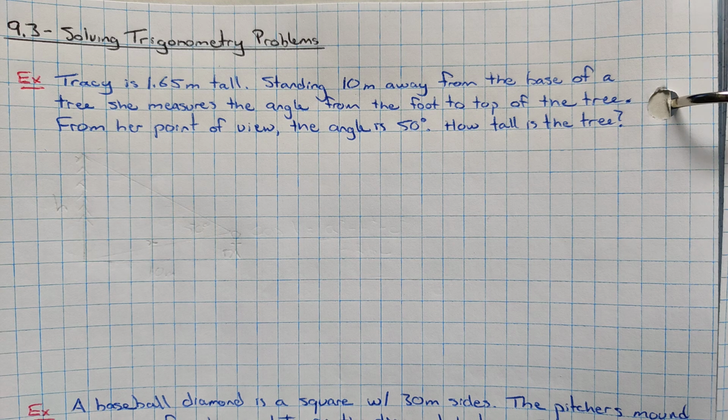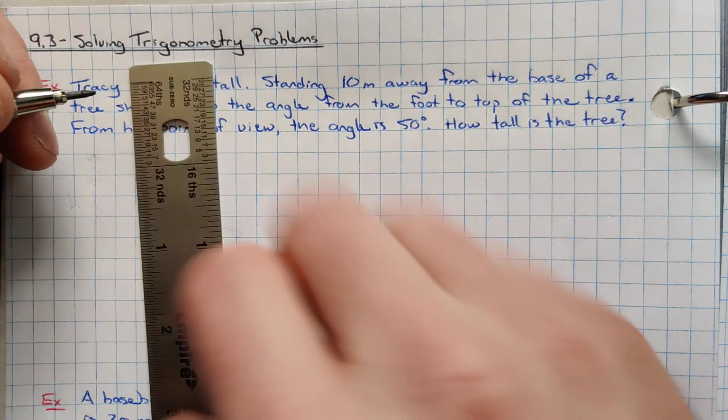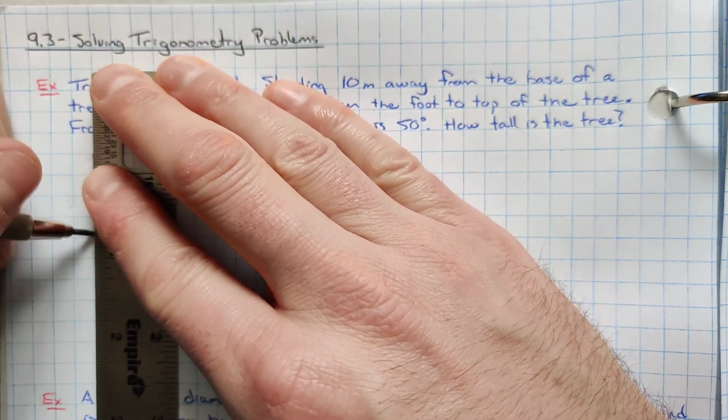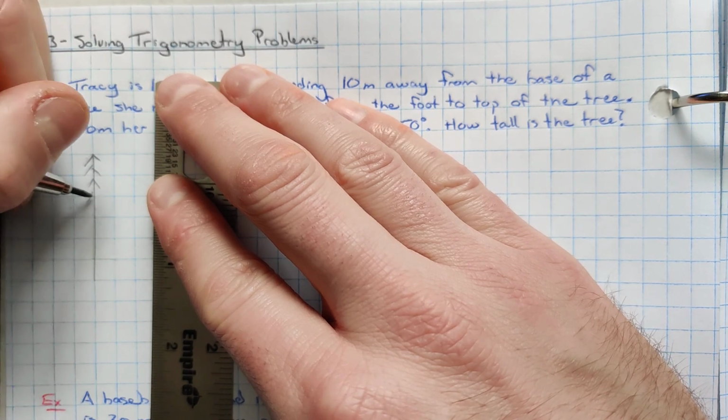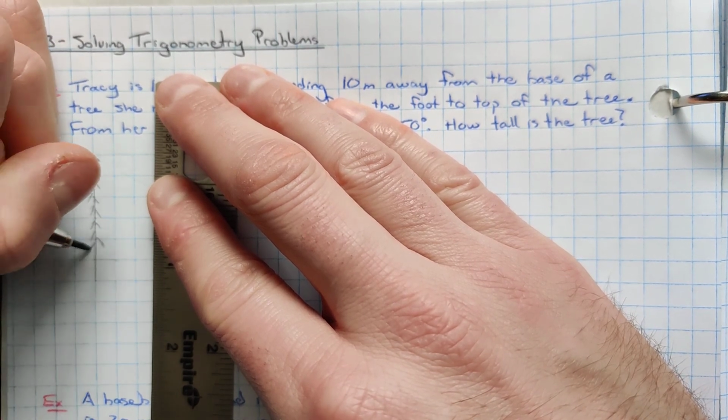However, here we have her measuring an angle from her point of view, which means from her head, specifically from her eyes, but we're going to assume from the top of her head. She's measuring this angle. And that will allow us to get a slightly different diagram. So here we have our tree that we're looking for the height of.